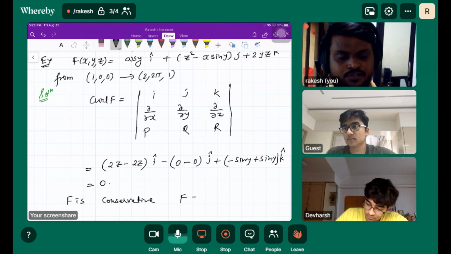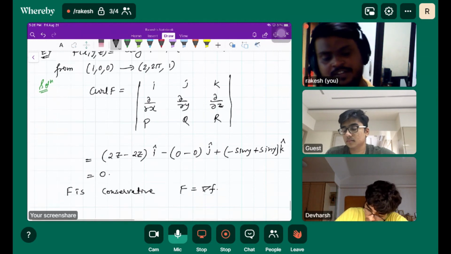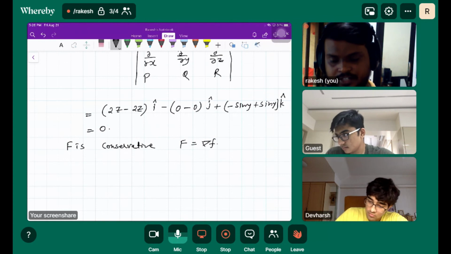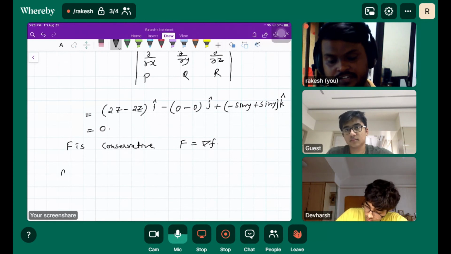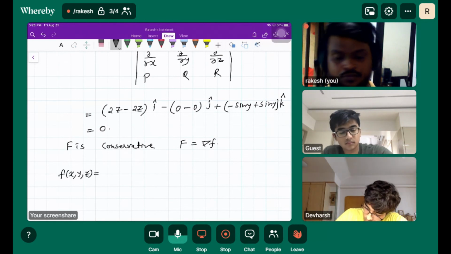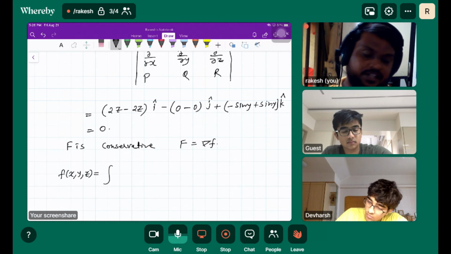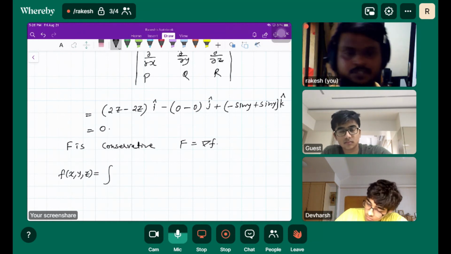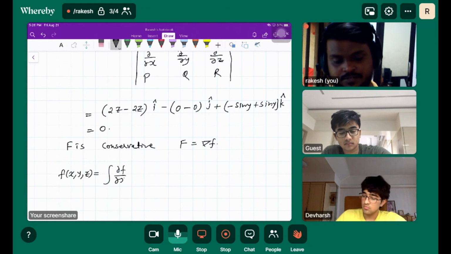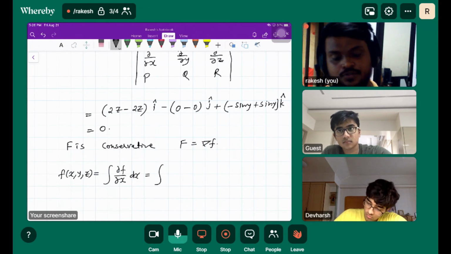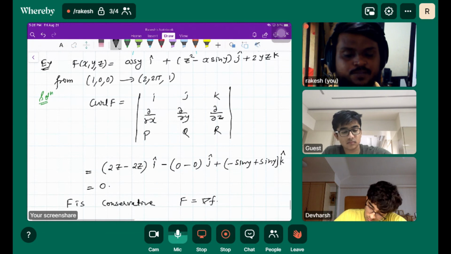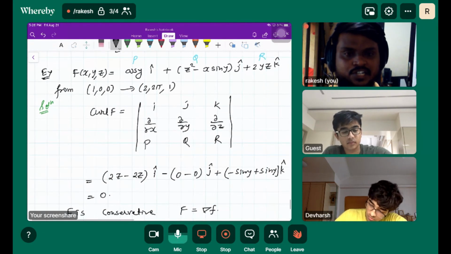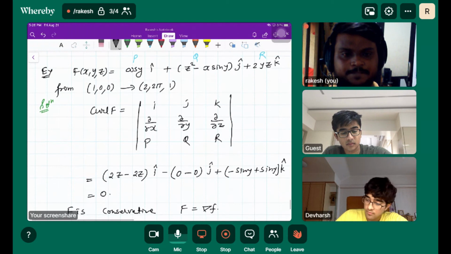isn't it? It means F is equal to del f. So F is equal to del f, then we will have all those partial derivatives, right? So we can write f of x comma y comma z is equal to, we will first integrate the partial derivative of f with respect to x, like this, what I'm saying here. So what is the partial derivative of f with respect to x? Which term represents the partial derivative of f with respect to x?